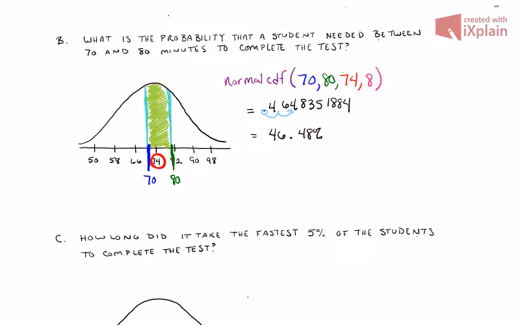To finish this off with the probability notation, admittedly I probably should have jotted it down before I started, we're looking at the probability that x is between 70 and 80, and we know that that's going to be 46.48%. Let's look at one more.